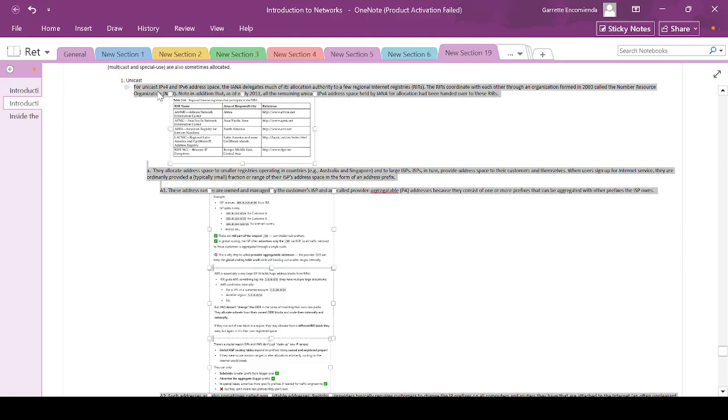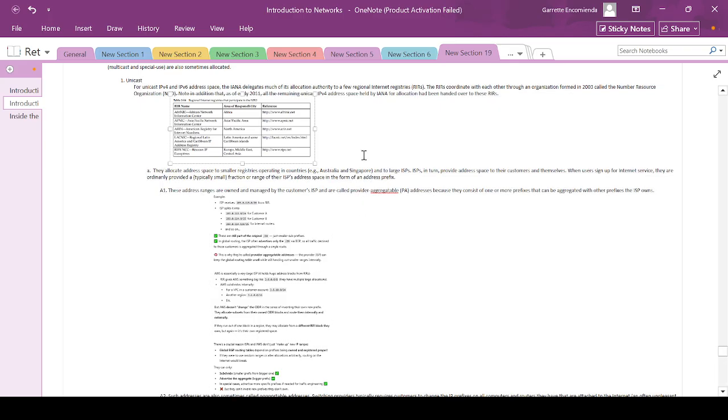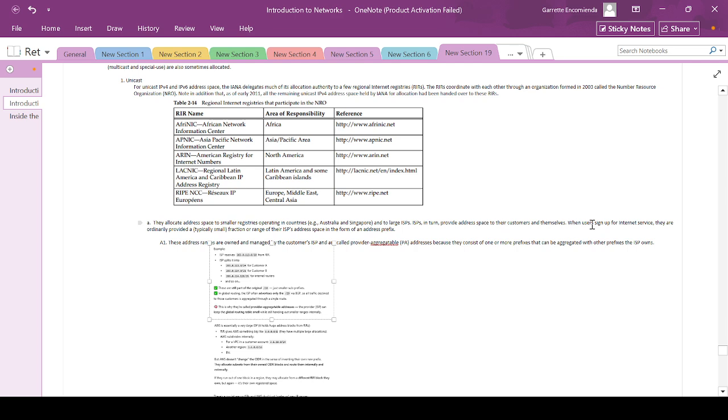So unicast. For unicast IPv4 and IPv6 address space, the IANA delegates much of its allocation authority to a few regional internet registries. The RIRs coordinate with each other through an organization formed in 2003 called the Number Resource Organization. Note, in addition, that as of early 2011, all the remaining unicast IPv4 address space held by IANA for allocation had been handed over to these RIRs.